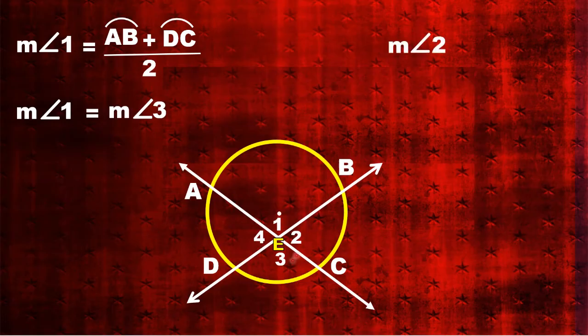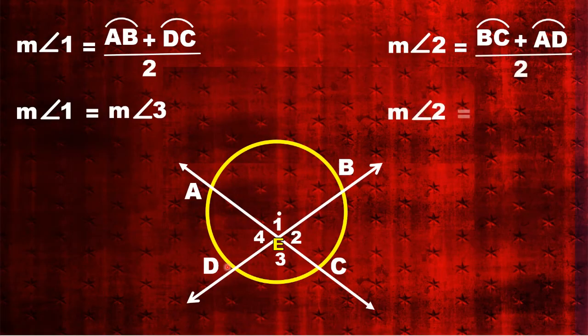Now, to get angle 2, again, we have to add the intercepted arcs nung ka-vertical niya divided by 2. So, ang intercepted arc ng angle 2 is arc DC plus yung intercepted arc ng ka-vertical angle niya is arc AD divided by 2. And again, angle 2 is just equal to angle 4 because they are vertical angles.